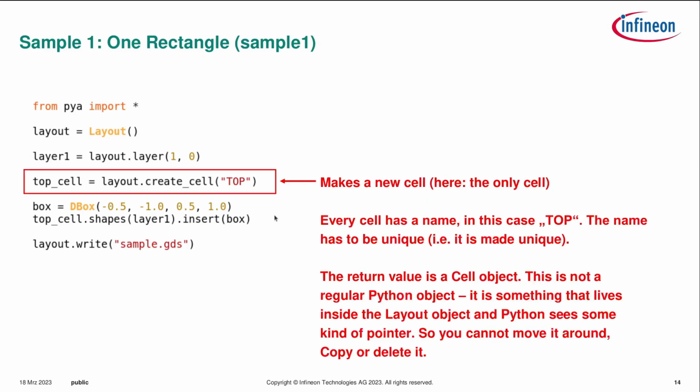Next thing is every layout needs to have at least one cell. So we create one and we call it top. And the return value of this function is a cell object. But be careful, the cell object is not like a typical Python object. So for example, you cannot move it around and insert it into a different layout. Instead, it's a kind of pointer that points into a specialized structure in the layout.